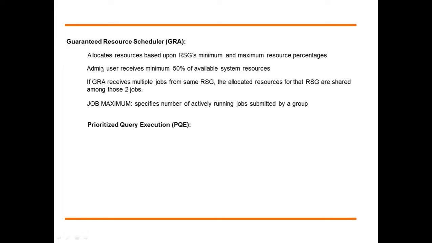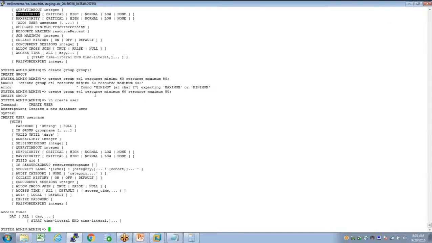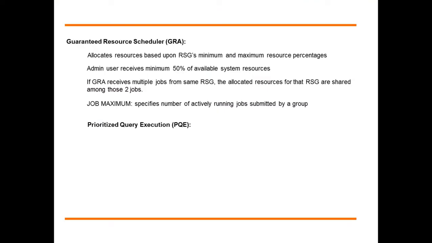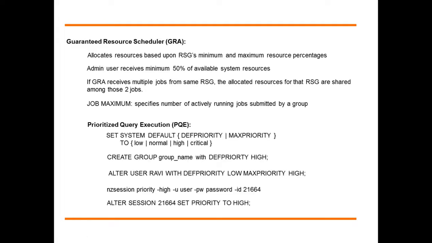And it allocates some priority to it. One more important parameter I have here is a job maximum. At a group level, I can specify job maximum. If I say 4, even though the group has 10 different users, you can't submit more than 4 jobs. So that's one more restriction. Based upon all of this, it allocates the resources to each user based upon the user's priority.